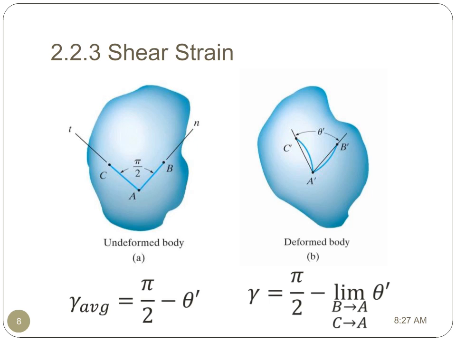Here in the diagram, we have the undeformed body and two lines defined by the points A, B, and C. In the undeformed body, the angle between the lines A and B and A and C is 90 degrees, or pi over 2. In the deformed body, we've defined the angle between A prime, B prime, and C prime as theta prime. The shear strain is defined as pi over 2 minus the angle theta prime. The shear strain at a point is defined as the lengths of the lines go to 0, or as B and C approach A. Shear strain can be described using degrees or radians, since it's a measure of angle. However, the use of radians is much more common.